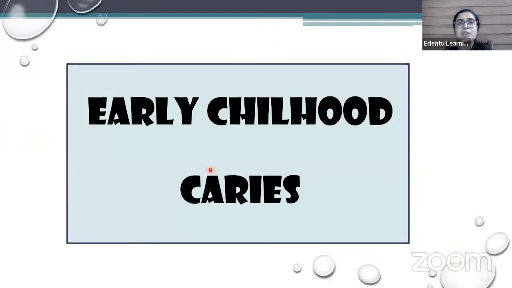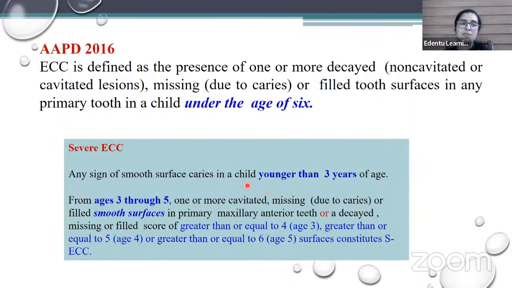Now getting on into yet another important question, that is early childhood caries. As I told, just start with the definition. We have ECC, or early childhood caries, which is defined as the presence of one or more decayed (non-cavitated or cavitated lesion), missing due to caries, or filled tooth surfaces in any primary teeth in a child who is under the age of 6. So this is that particular classification that you have to memorize and write down on your paper.